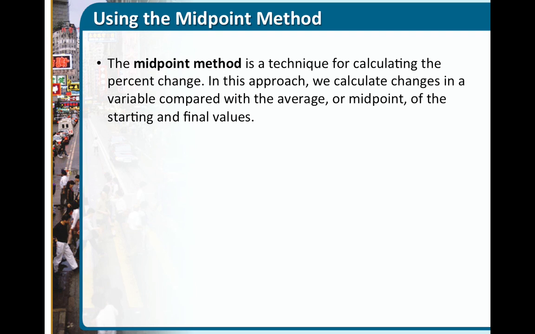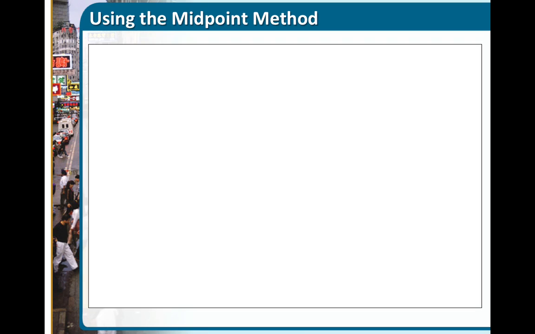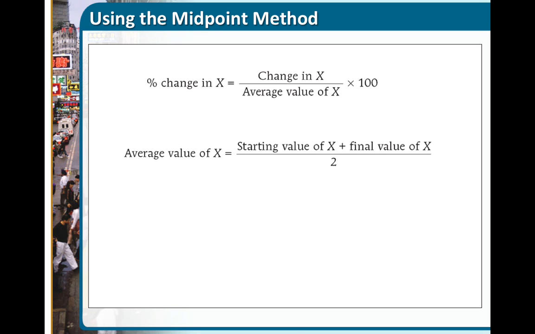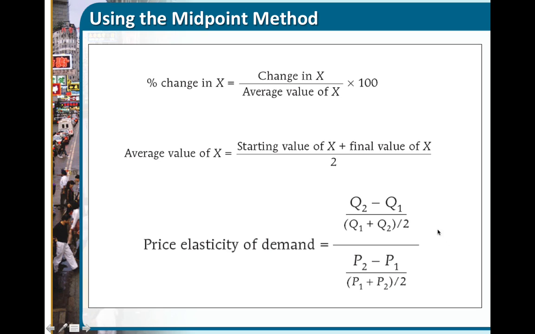The midpoint method is another method, and it could be complicated. I don't want to scare you off. There's a lot of equations here. But generally, if you look here, it's just plugging and chugging. That's all it is. Q2 is your second quantity, minus your first quantity, divided by the average of the quantities, and you take that number and you divide it by this number, which is your change in price, or your second price minus your first price divided by your average price. Looks like a lot of stuff going on here. It's really simple. Just plug and chug. If you have your initial quantity, your second quantity, your initial price, and your second price, you can figure this out. Do not be afraid of this.